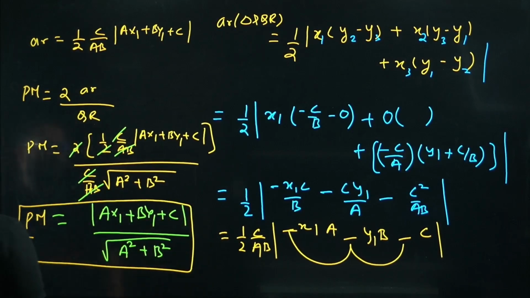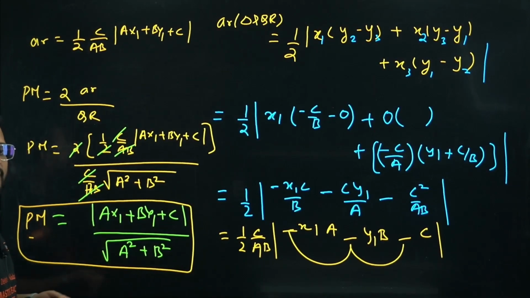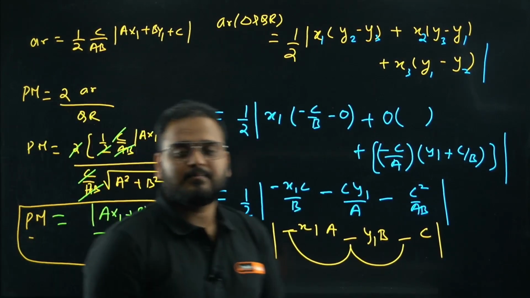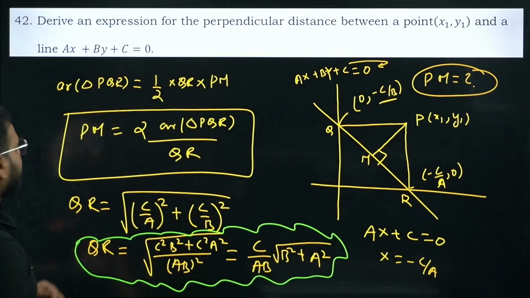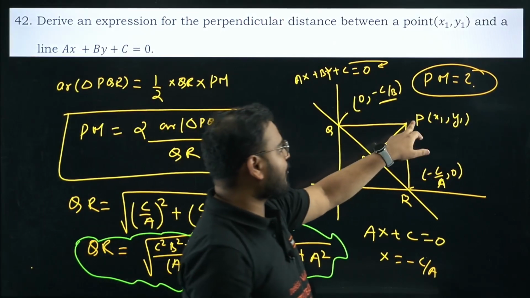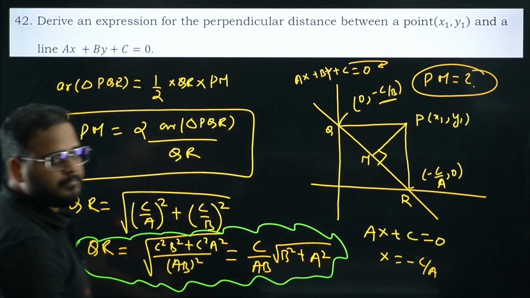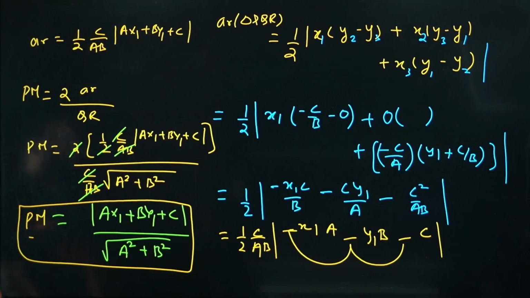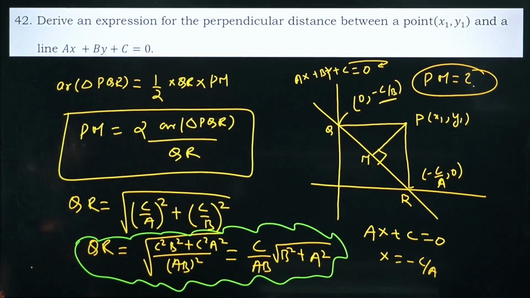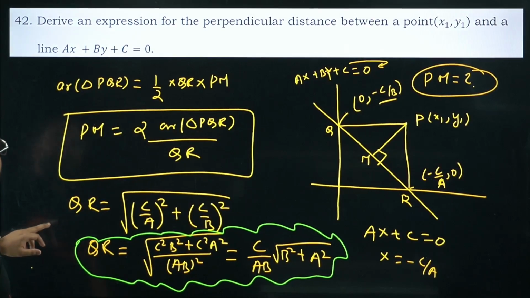Please check. This is clear, right? AX1 plus BY1 plus C divided by root of A square plus B square is the value of PM, the distance we are looking for. So the perpendicular distance from the point P to the line QR. Okay, clear, right? Good question. They asked for derivation, we have done it over here. It's a 5 marker, that's why it's worth it. Shall I move on to the next part?